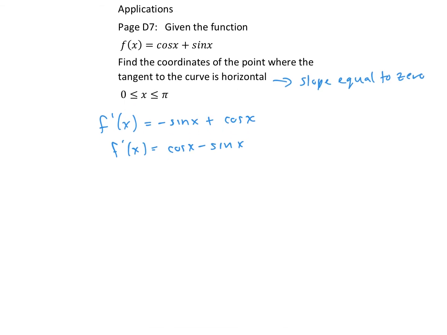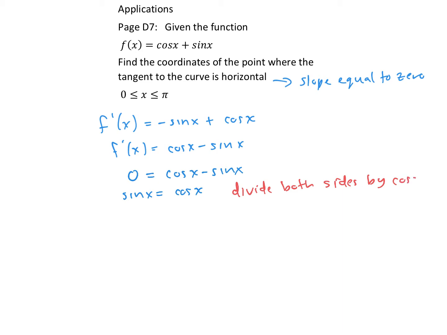Not a big deal. Okay, now this is the slope of the tangent to the curve, so I want this equal to 0 because it is a horizontal line. So let's set it equal to 0, and we want to solve for x. So what I'm going to do is bring the negative sin x to the left to make it positive. And one useful thing we can do, let's change colors here, is I'm going to divide both sides by cosine x.